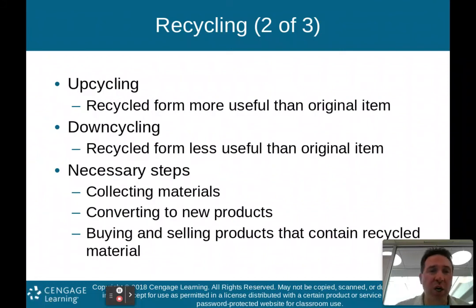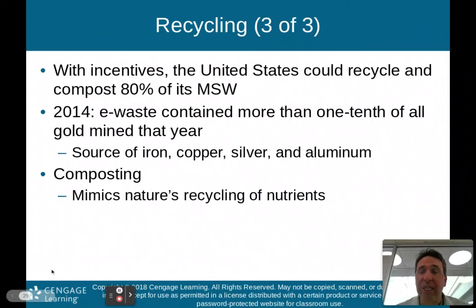Upcycling is when you recycle the form to something more useful than the original item, while downcycling is the opposite. Your recycled form is less useful than the original item. Necessary steps for recycling: you've got to collect the material, you've got to convert it to new products, and then buying and selling of the products that then contain that recycled material. With incentives, the United States could recycle and compost 80% of its municipal solid waste if we did have incentives.